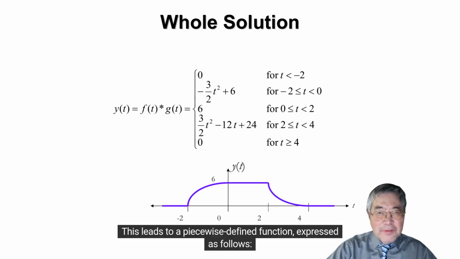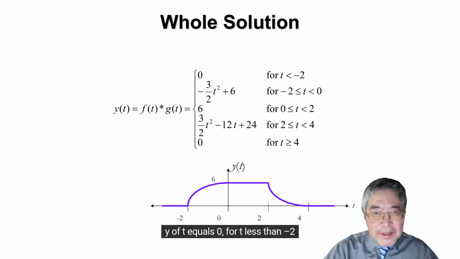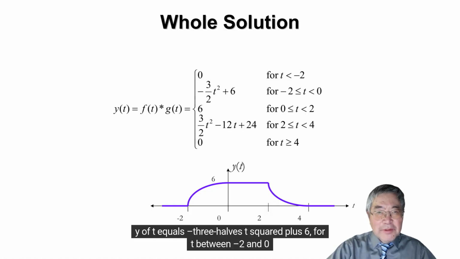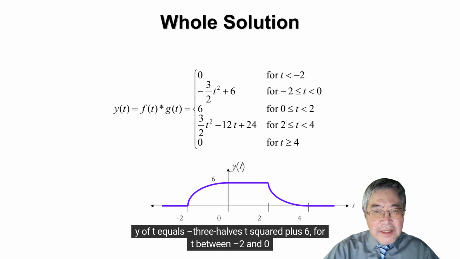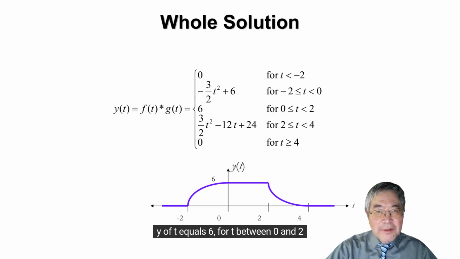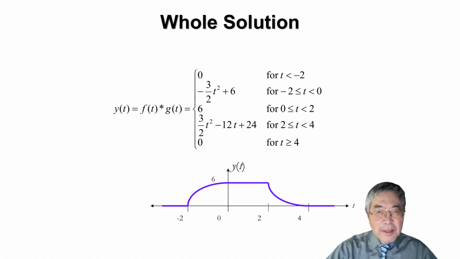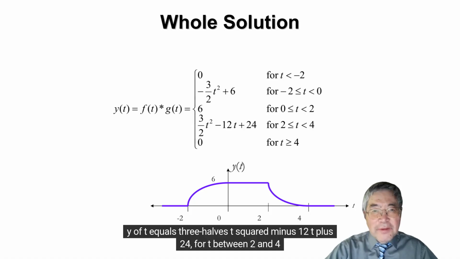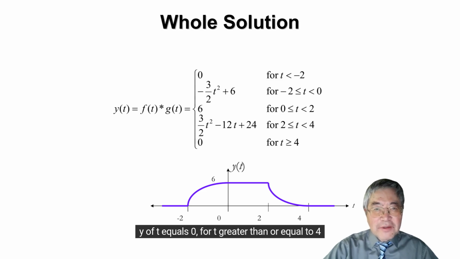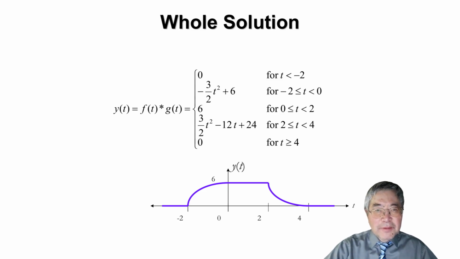This leads to a piecewise defined function expressed as follows: y of t equals 0 for t less than negative 2. Y of t equals 3 halves t squared plus 6 for t between negative 2 and 0. Y of t equals 6 for t between 0 and 2. Y of t equals 3 halves t squared minus 12t plus 24 for t between 2 and 4. Y of t equals 0 for t greater than or equal to 4.